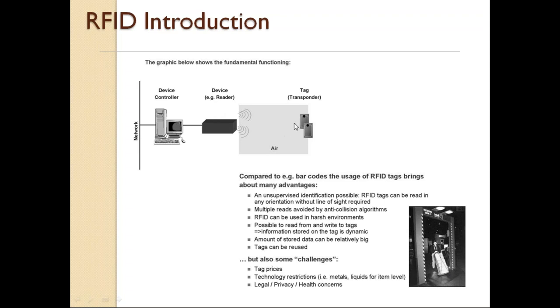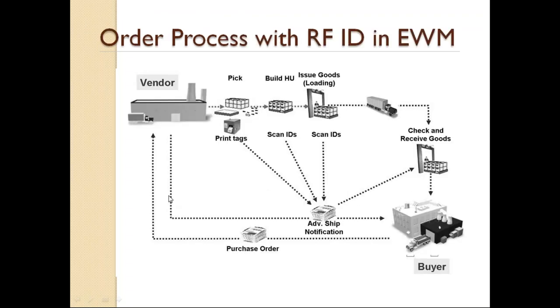It's basically you have a tag, you have a receiver, and then that communicates with SAP, and you can carry out actions in the system. And then a very typical process with RFID with EWM, I think it's a very basic process example, which some customers can do this way.